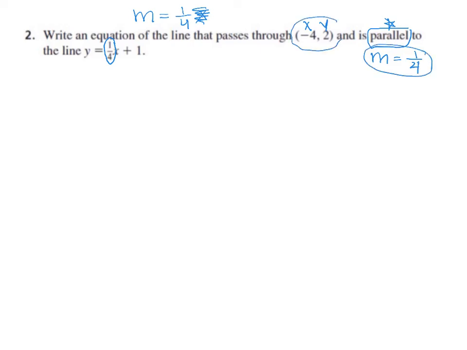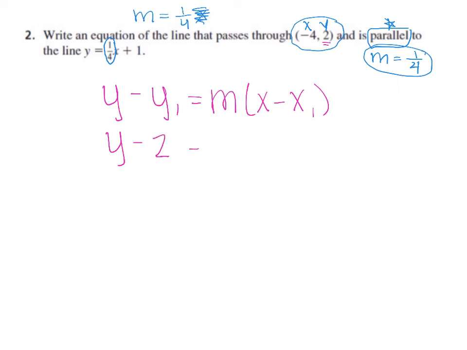If I use my given point and my slope and that point slope form to write an equation, so y minus y1 is m times x minus x1, right? And fill in the values I know. The y I started with was 2, so y minus 2 equals m was 1/4, and then in parentheses, x, and minus a -4 turns to plus 4.